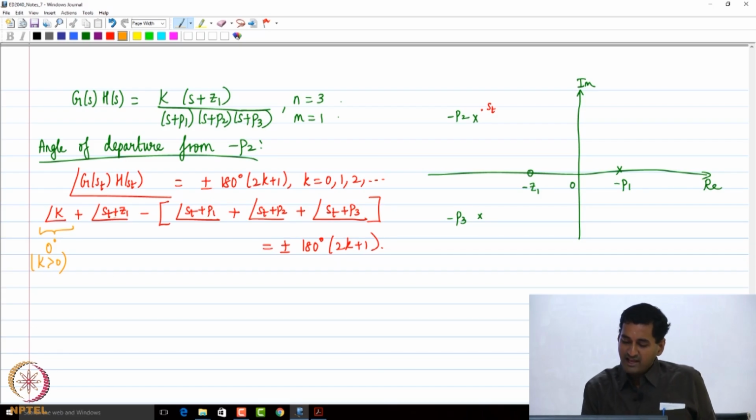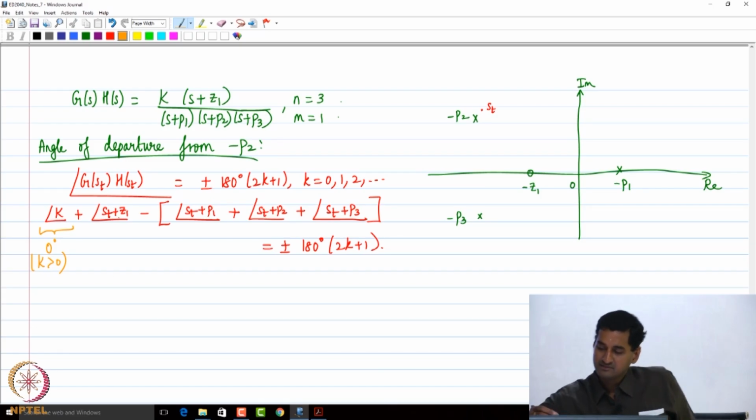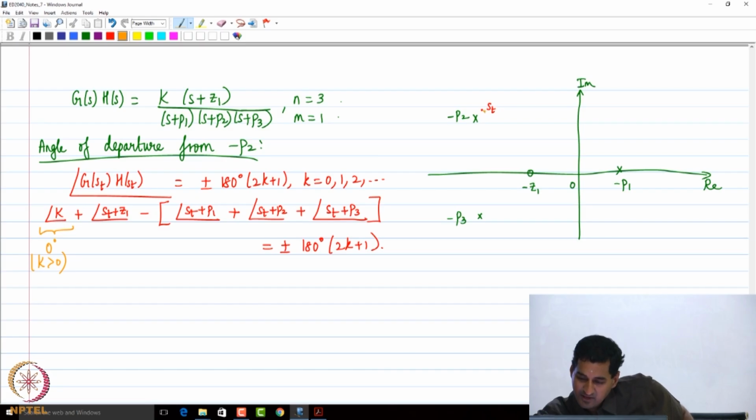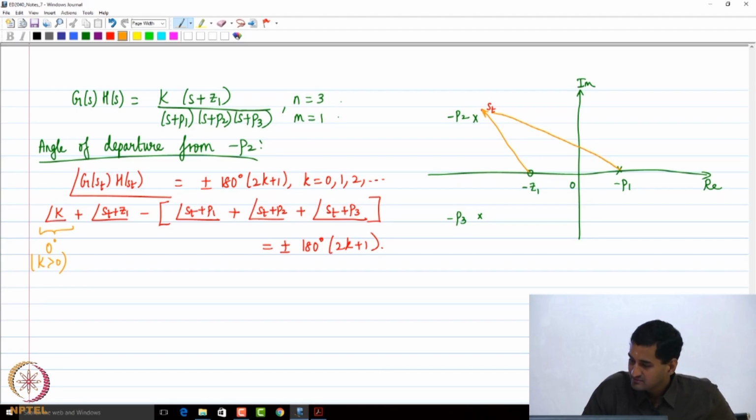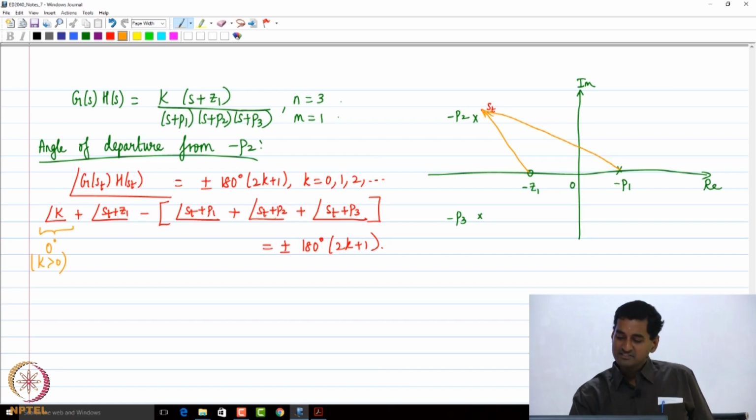Now, what is the angle of ST plus Z1? It is the angle made by this vector from the open loop zero to this test point, which is very, very close to the pole minus P2. What is the angle of ST plus P1? It is the angle made by the vector drawn from minus P1 to ST. What is the angle of ST plus P2?